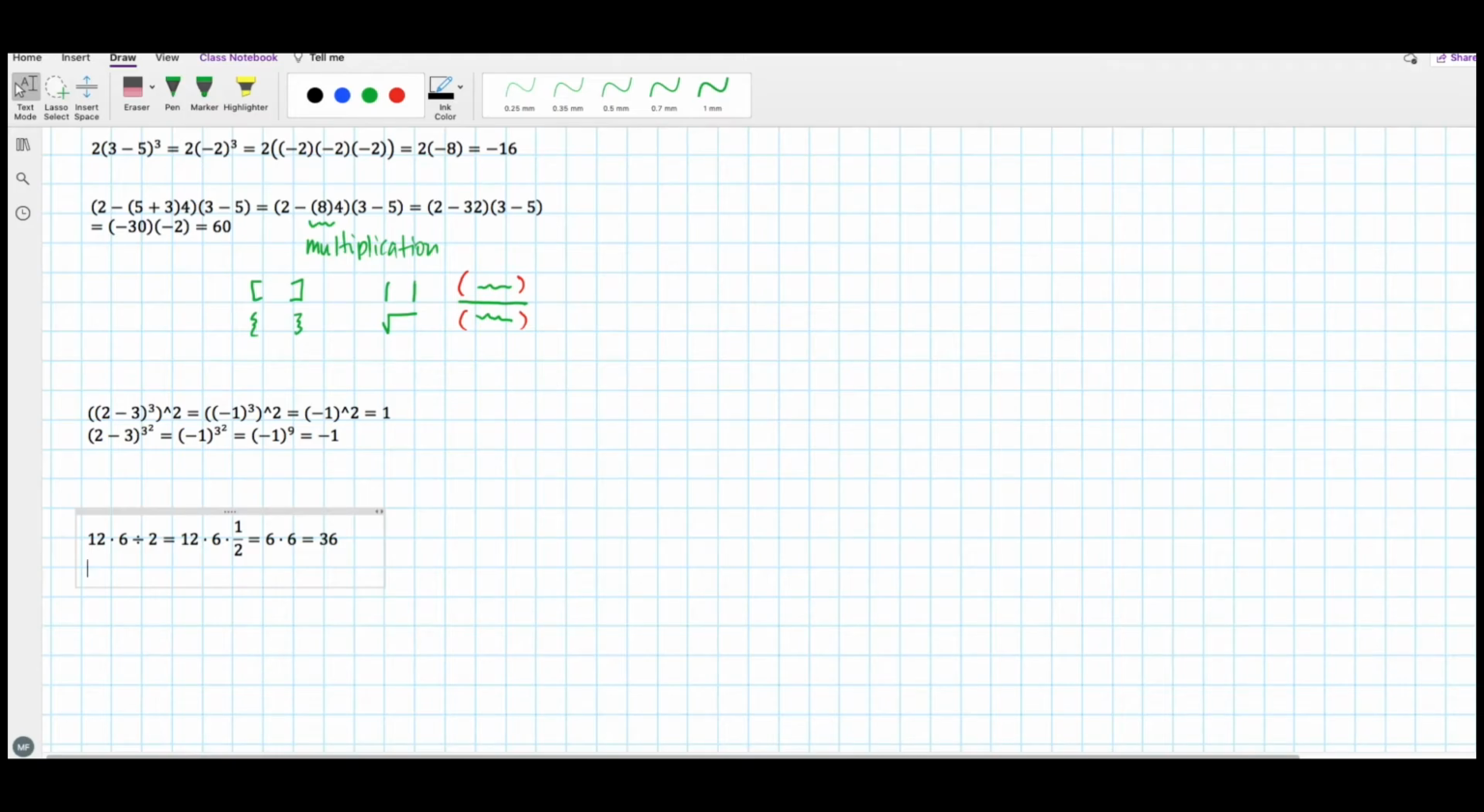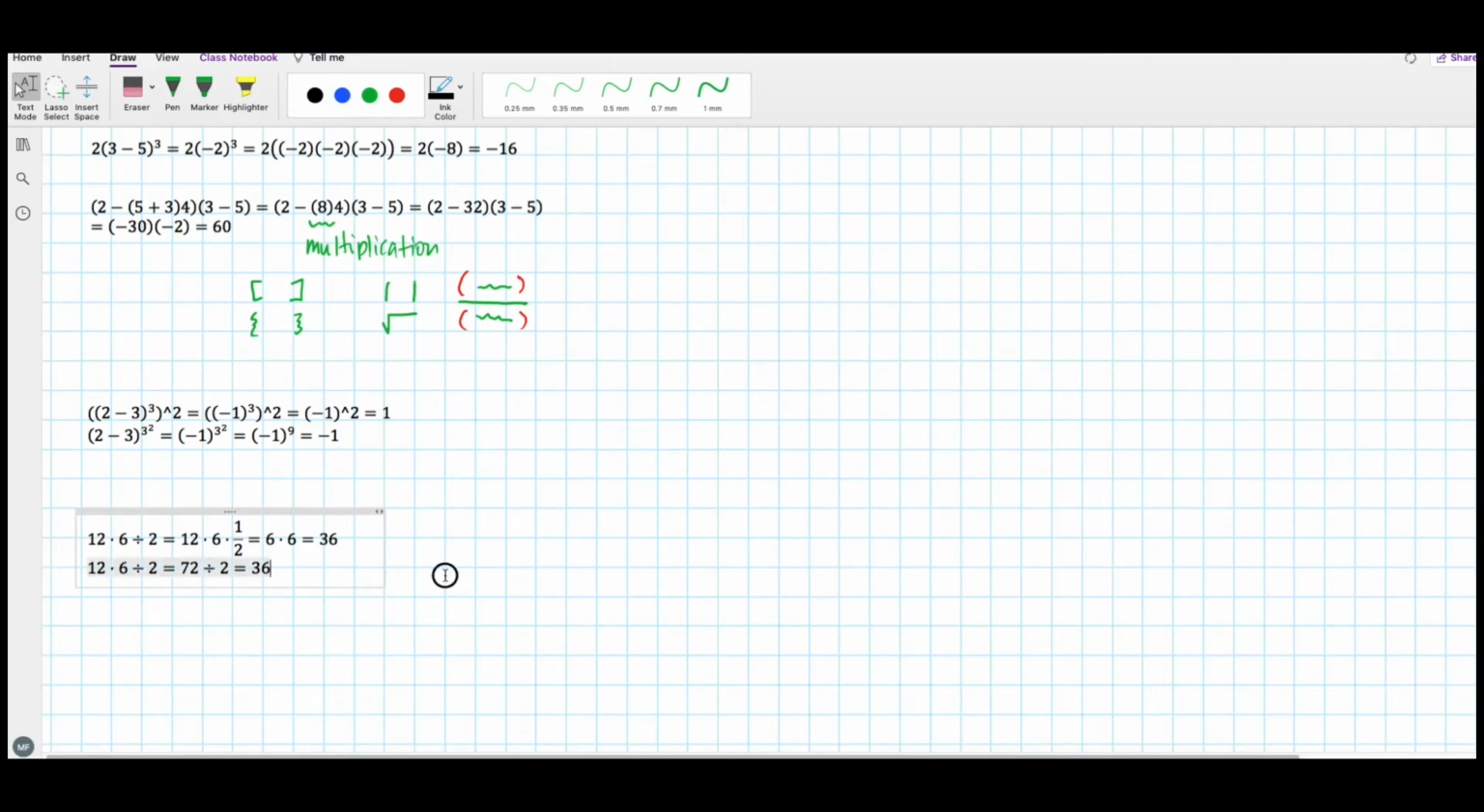Okay, now using the other typical mnemonics, where they would leave it as division, they would say move left to right. So 12 times 6 is 72. And then you have to divide by 2, and 72 divided by 2 is 36.